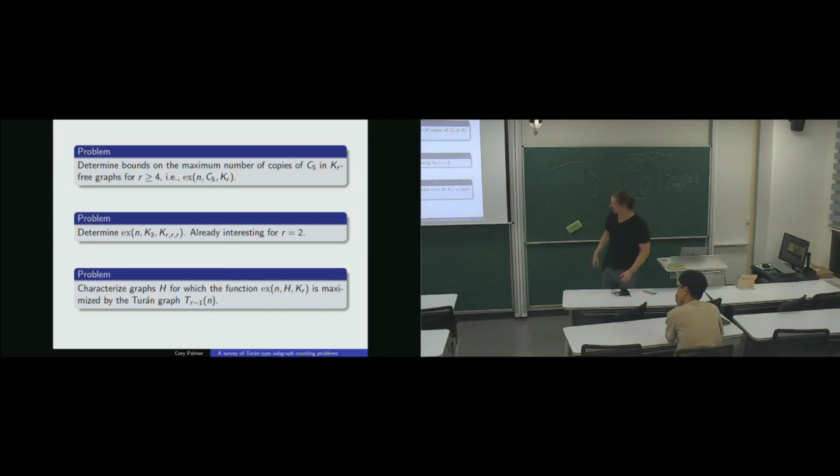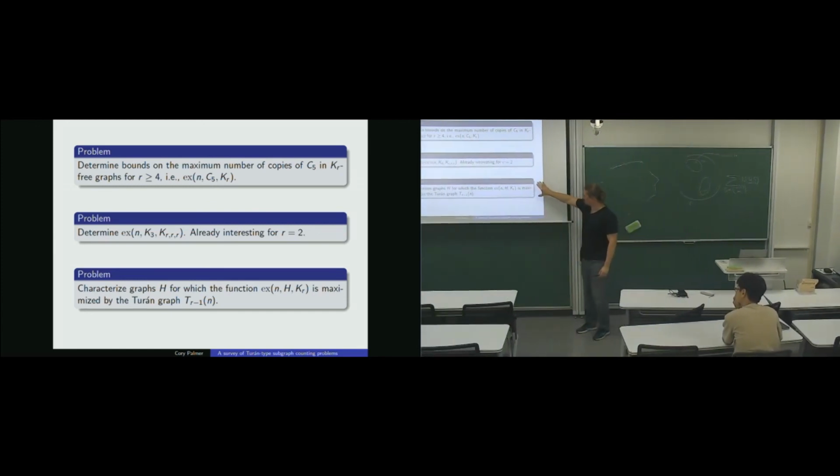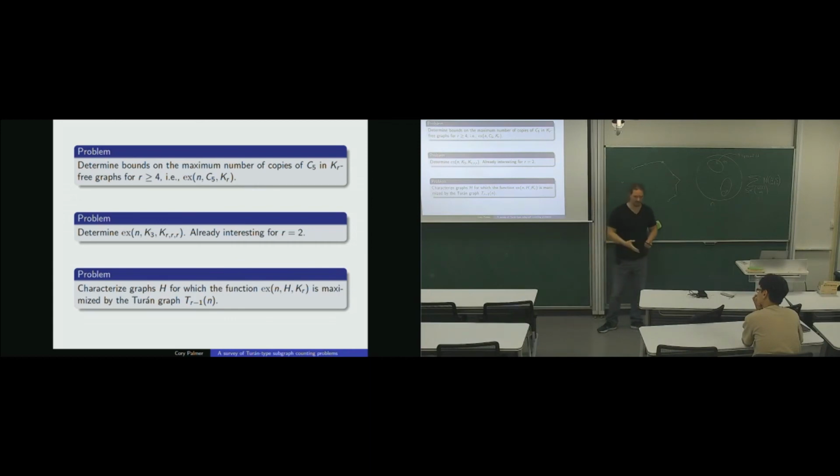I mean, even in the graph case, when H is 2, this is an okay question as well, right? When does the Turán graph maximize the number of edges? It's a direct question you could ask.